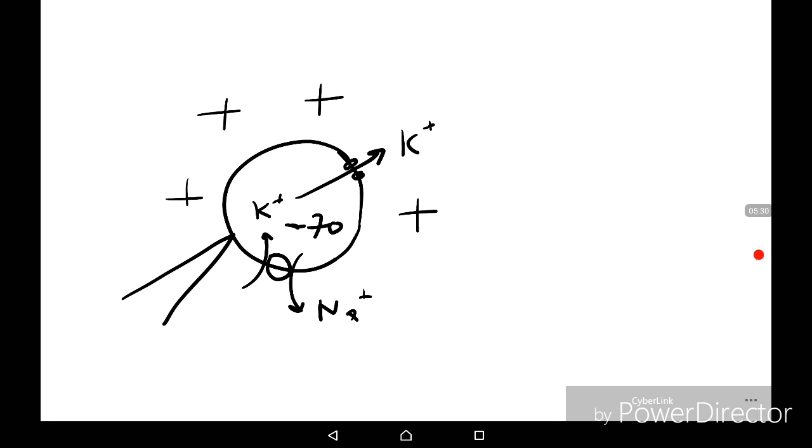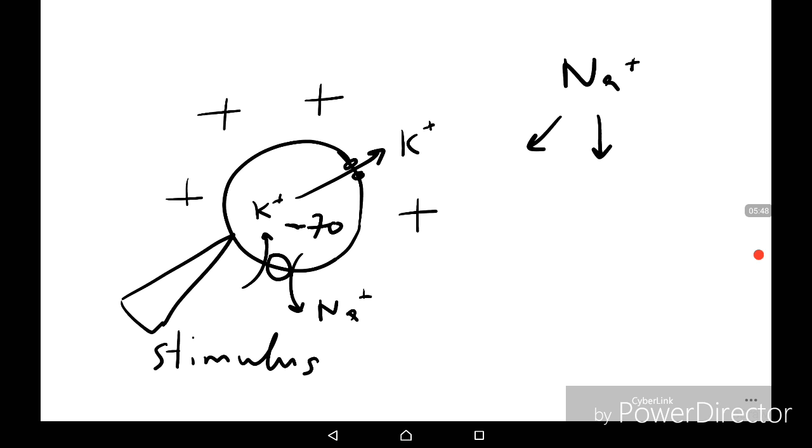What happens when the cell is stimulated? If this is an excitable cell, then the stimulus activates sodium channels. Sodium channels may be divided in accordance with the control of their state. They may be classified as chemically regulated channels. They are opened or closed by hormones, by neurotransmitters, by drugs, etc.